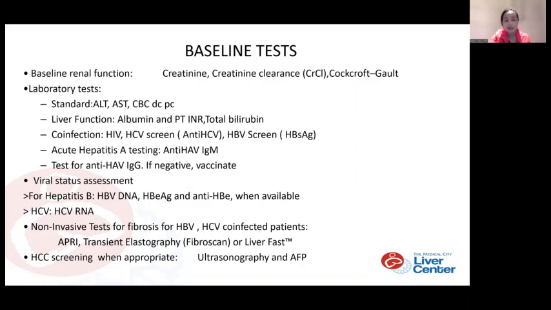For assessing the virus, if it's Hep B, you assess your DNA. If you have the luxury of doing e-antigen, anti-HB, you also add on to that. For hepatitis C, of course, you document viremia. Also, in terms of assessing the status of the liver, you can do tests for fibrosis, and that's FibroScan, LiverFast, and APRI. We'll walk through that later. And do liver cancer screening when appropriate through ultrasound and blood test, AFP.